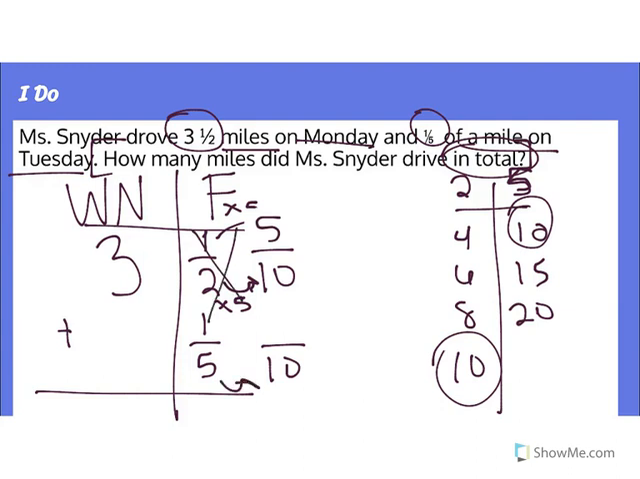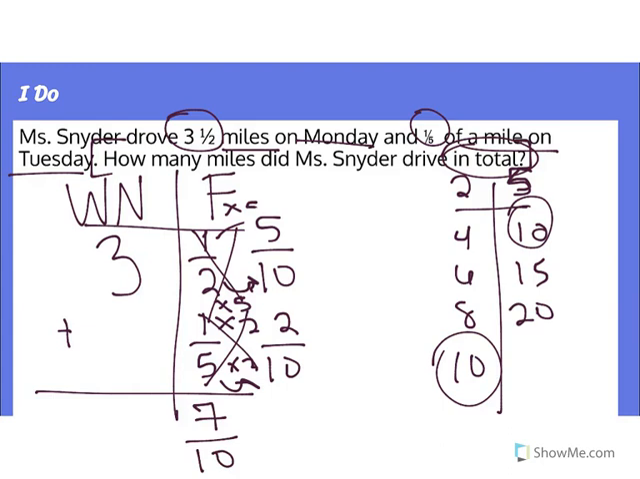When I look over here, I know that 5 times 2 is 10. If I multiplied my denominator by 2, I have to multiply my numerator by 2 as well. 1 times 2 is 2. Now I have the same denominator and I can add my fractions together. When I add my fractions together, the numerator is the only thing that changes. 5 plus 2 is 7, and I know my denominator remains as 10.